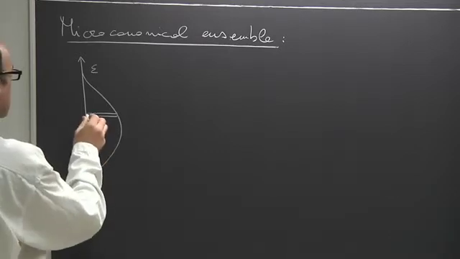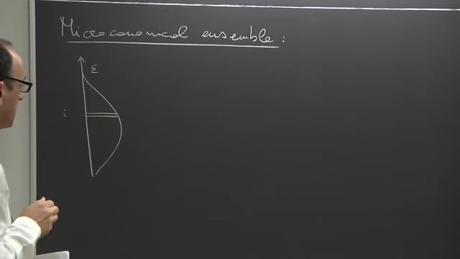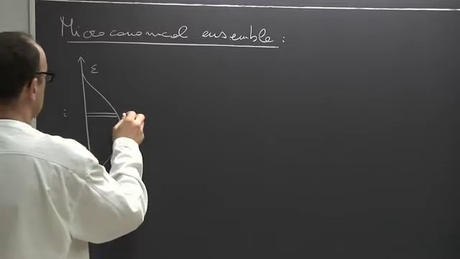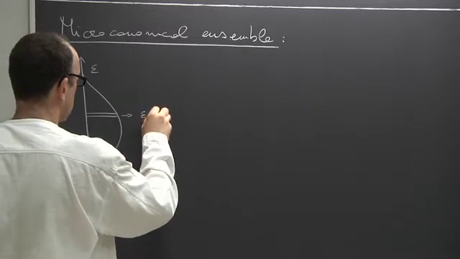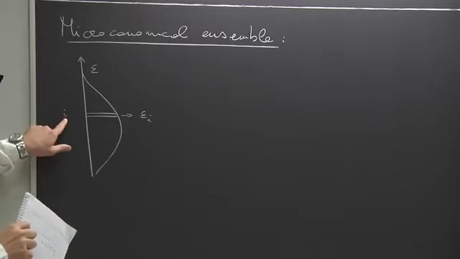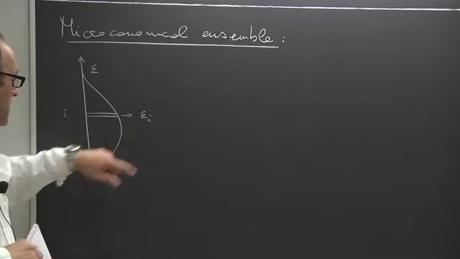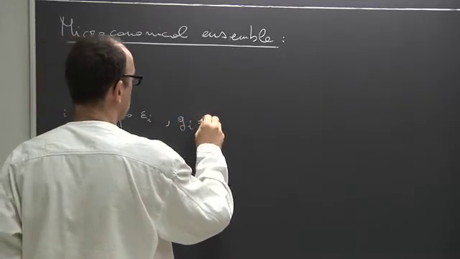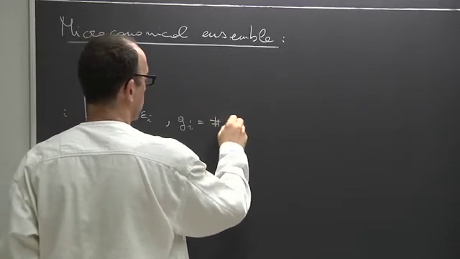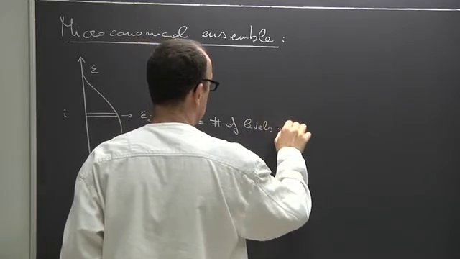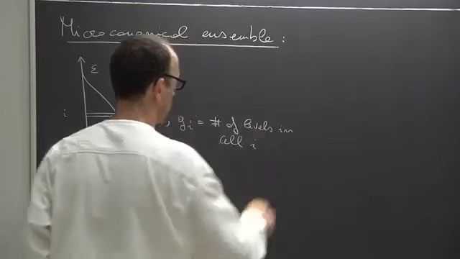So what I will do is to consider cells in a very small interval of energy. In the ith cell, there will be an energy epsilon_i, and there will be a number of energy levels, which is G_i. So this G_i is the number of levels in cell i.